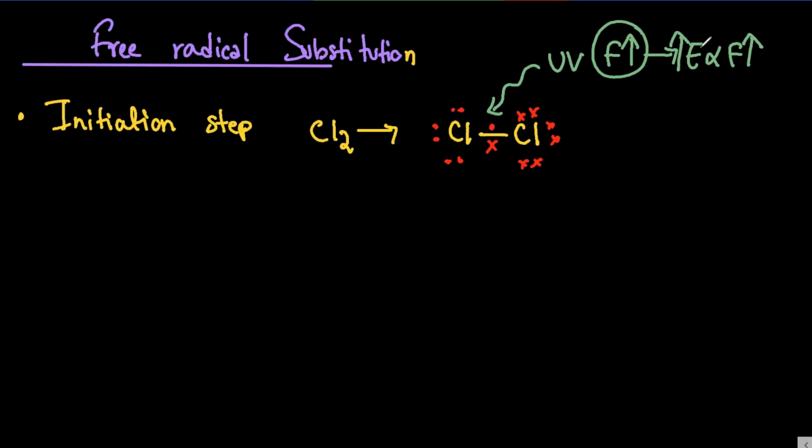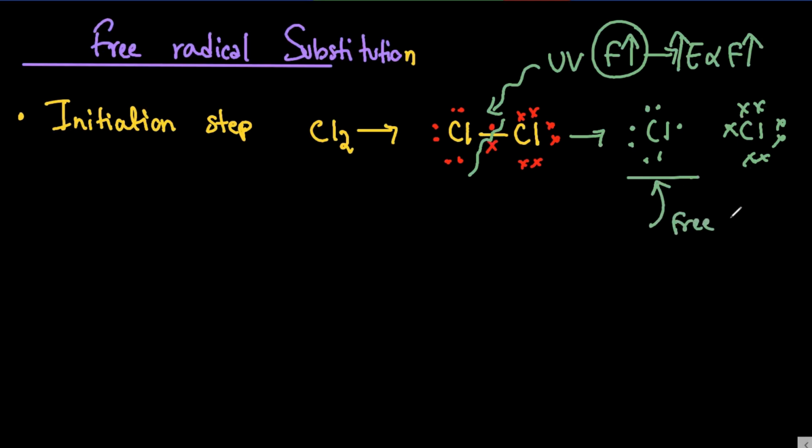So when high energetic light is projected on the bond, this bond breaks down. When it breaks down, one chlorine receives its own electron, and the other chlorine also receives its own electron. But this electron is not paired anymore. So we call the chlorine that has an unpaired electron a free radical. Any species having an unpaired electron is a free radical.